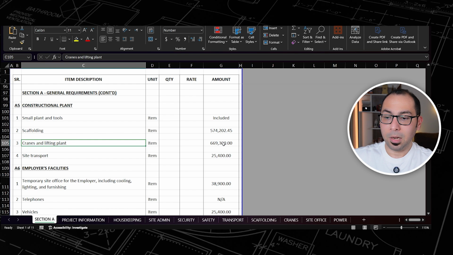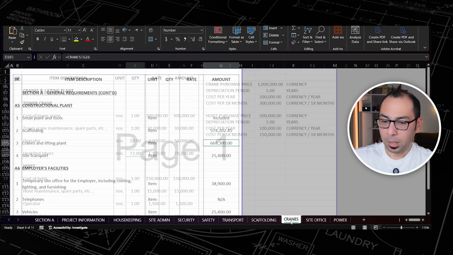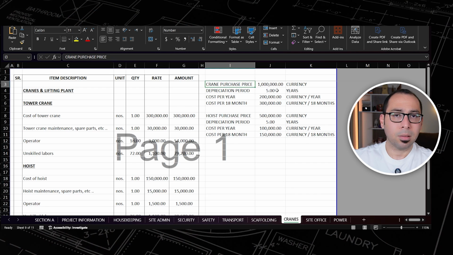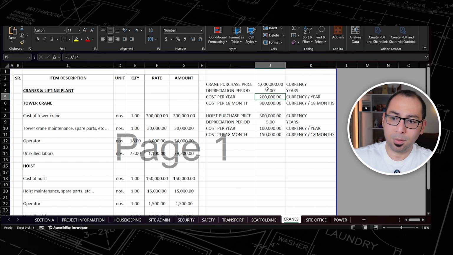For the cranes and the lifting plant, here we have the cranes. So again, we need a tower crane. I am assuming that this project requires only one tower crane. I'll purchase this tower crane at 1 million and I'll depreciate it over 5 years. So the cost to use the tower crane per year is again 1 million divided by 5. So that's 200,000, and I'll need the tower crane for 18 months. So I'm just multiplying by 1.5 here, and I'm getting a cost of 300,000. So the cost of using this tower crane in this project is 300,000.